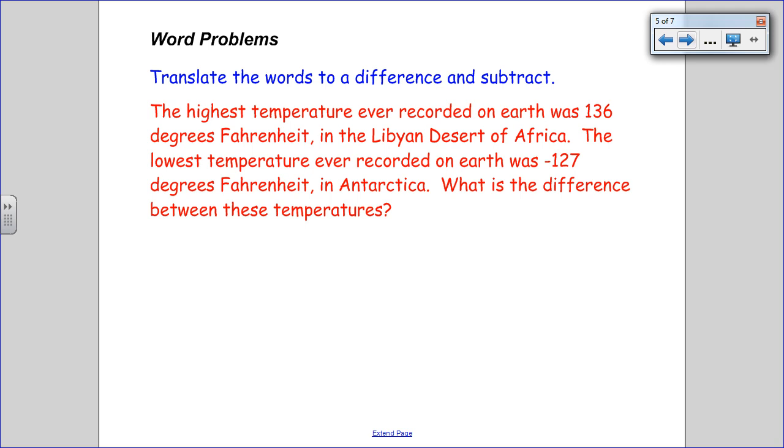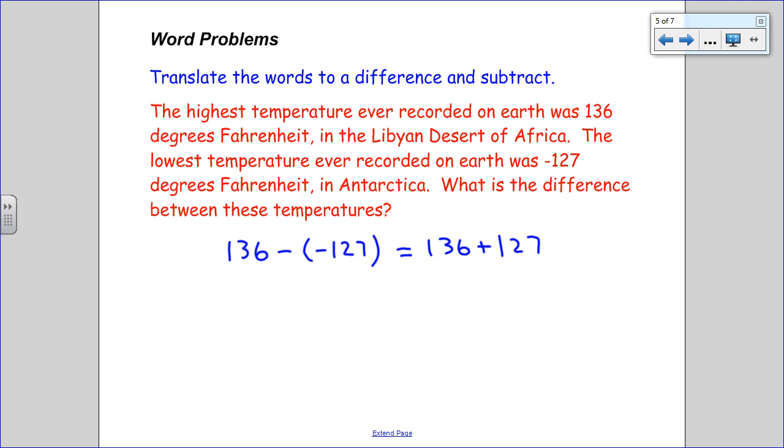But clearly, we can't simply subtract 136 minus 127. That would give us an answer that's much too small. Instead, we need to subtract 136 minus negative 127. And since subtraction is the same as adding the opposite, we can rewrite an equivalent addition problem, which is 136 plus 127.